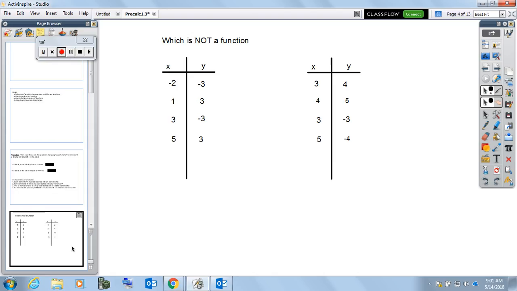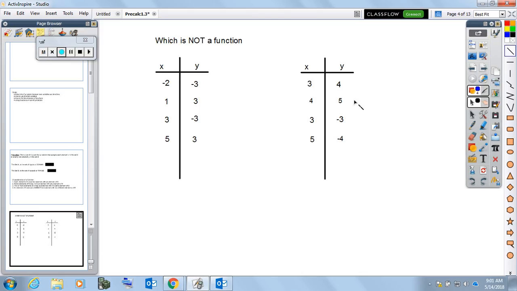So let's take a look real quick. I challenge you to pause the video for a second to see which of the following is a function. Alright, well let's take a look here, guys. Hopefully this is some review for us. We want to see that every element of x matches to one y. So we have 2 going to -3, 1 goes to 3, that is fine, 3 goes to -3, and 5 goes to 3 as well.